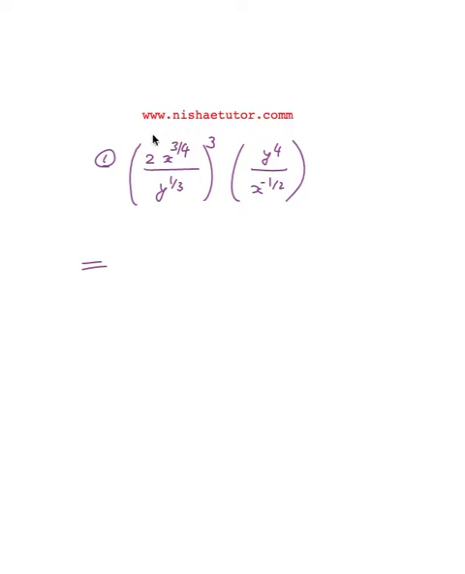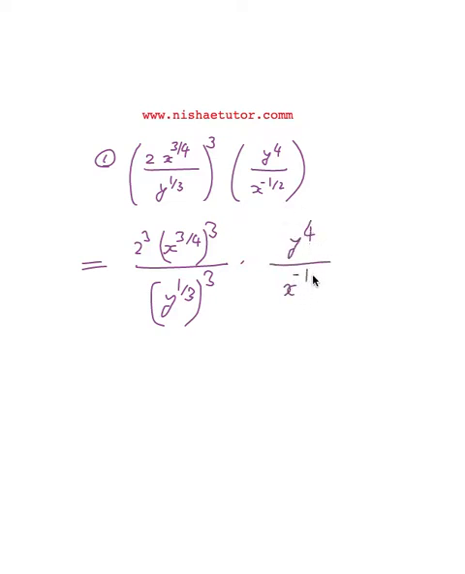Okay, so here first, the parenthesis to the power 3 means each member is to the power 3. So 2 to the power 3, x to the power 3 upon 4 to the power 3, and y to the power 1/3 to the power 3. Here there are 3 members: 2, x to the power 3 upon 4, and y to the power 1/3. So each has the third power. Now here, y to the power 4 and x to the power negative 1 upon 2.